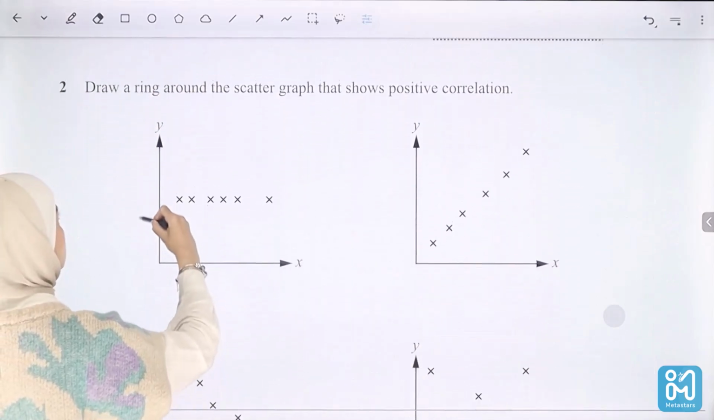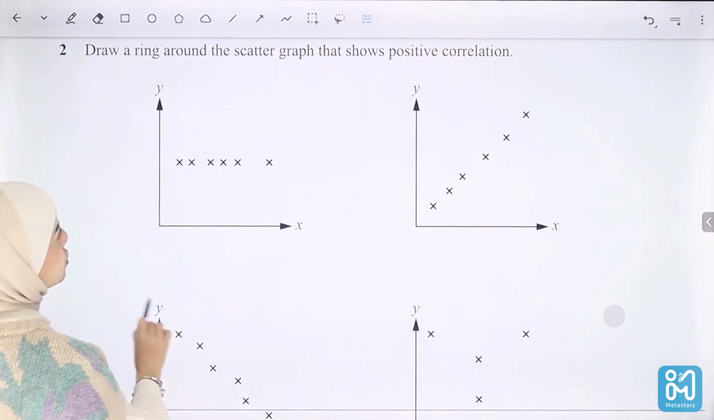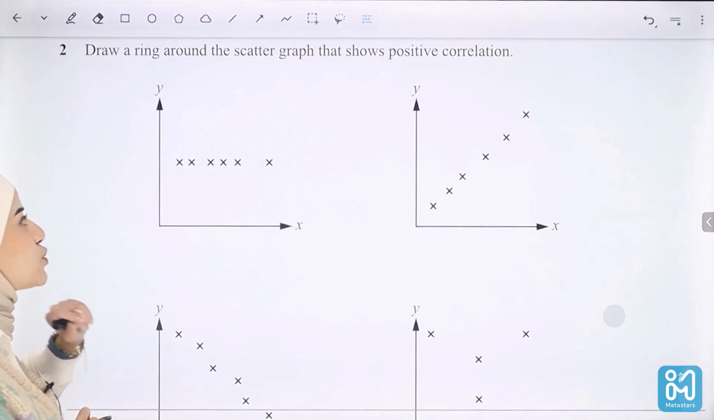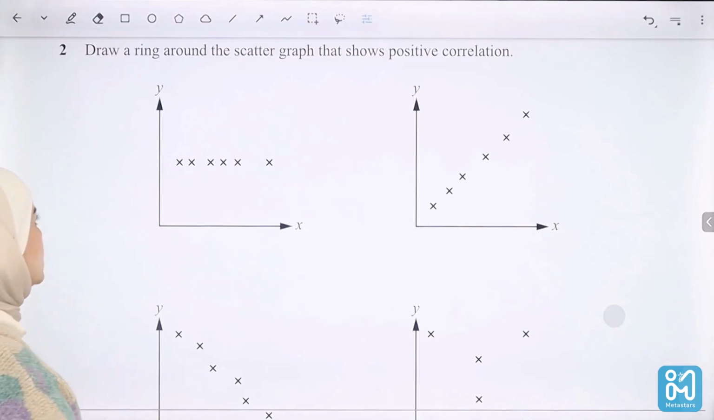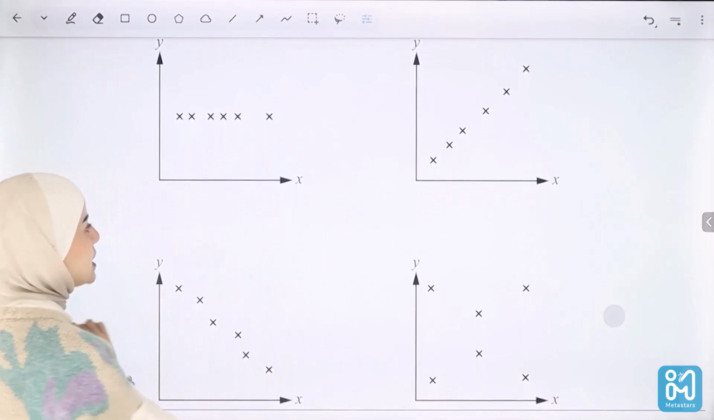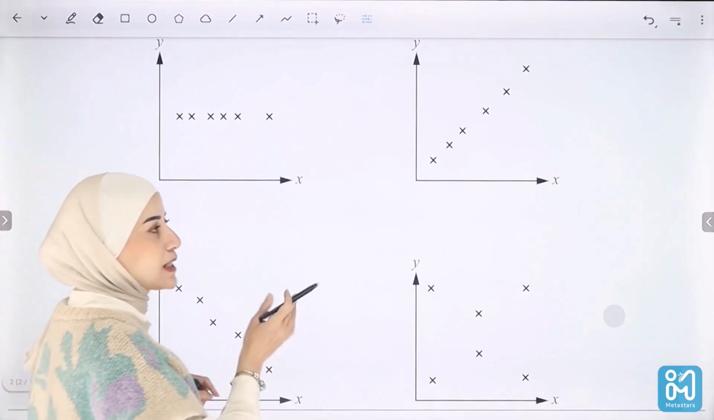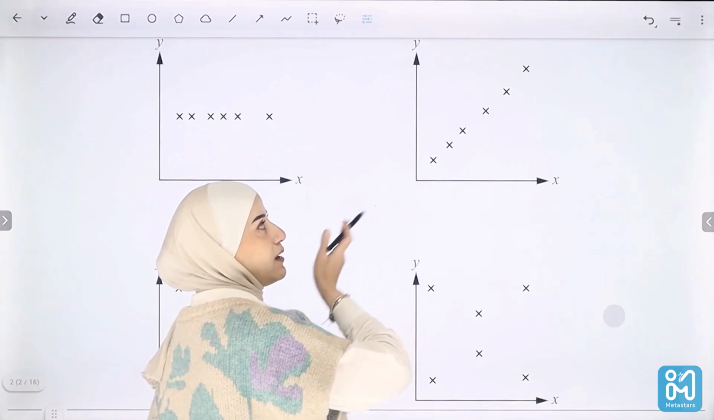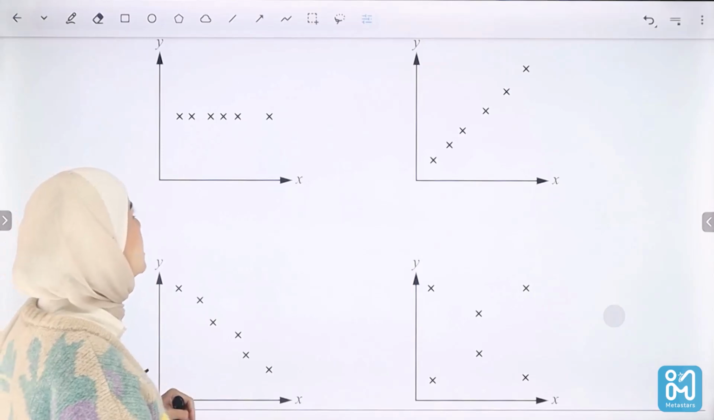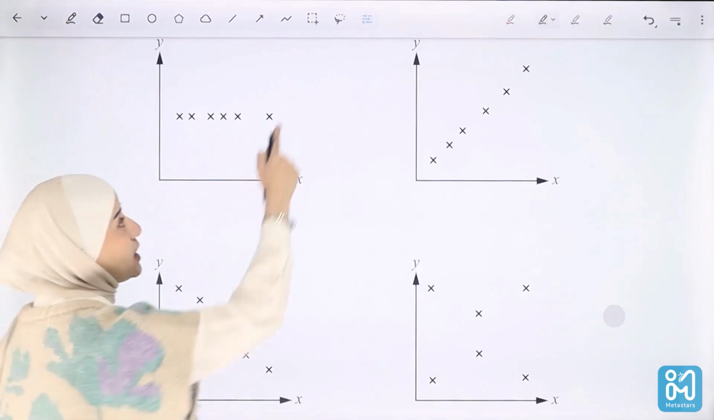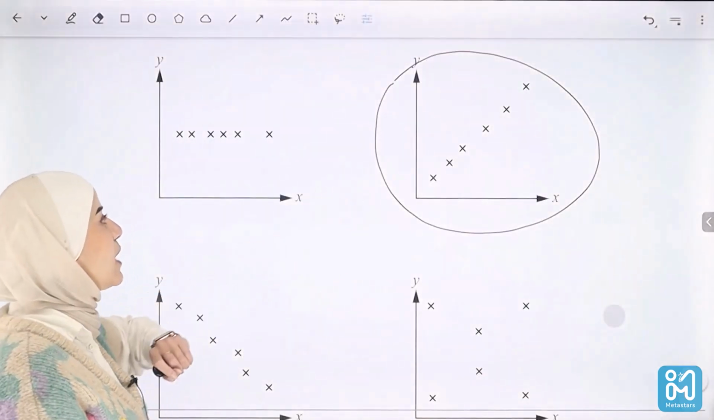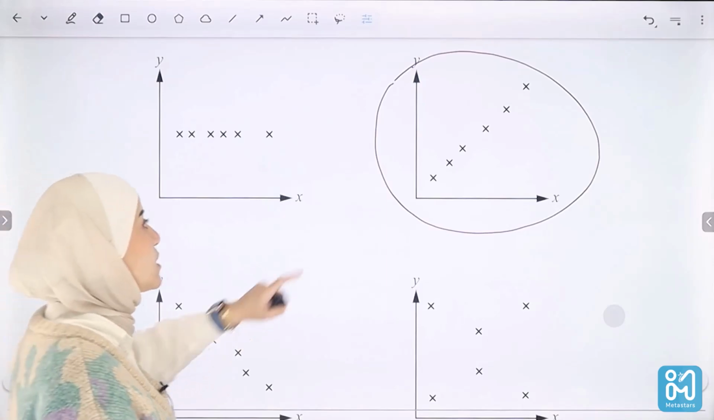Let's scroll down to the second question. I'm gonna try to show it to you. Question number 2, draw a ring around the scatter graph that shows positive correlation. Take a look. We have the first, second, third, and the fourth. Positive correlation means that if we can manage drawing a line on the plots, it should be going up to the right. As you can see, the one that satisfies the requirement is this one. So we drew a ring around the scatter diagram that shows a positive correlation.